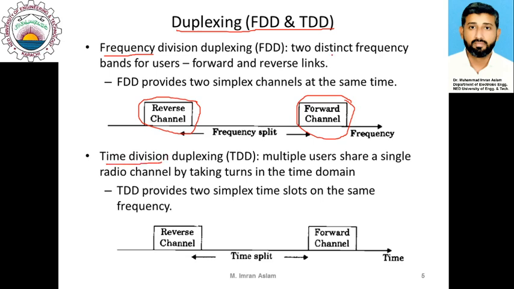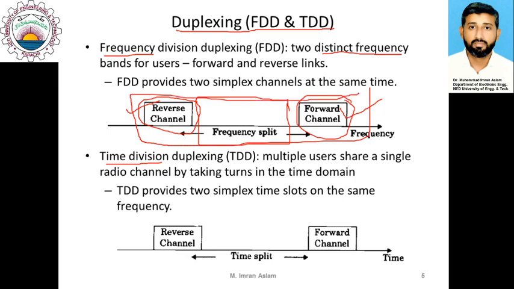For frequency division duplexing, the forward and reverse links are assigned two distant frequency bands, and there is a frequency split between these two. This frequency split is essential in order to avoid interference between these two channels. The reverse channel is a simplex channel, and the forward channel is also a simplex channel, but combined together they represent a duplex channel that can be used to simultaneously communicate in both directions.